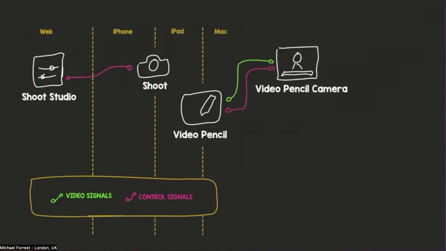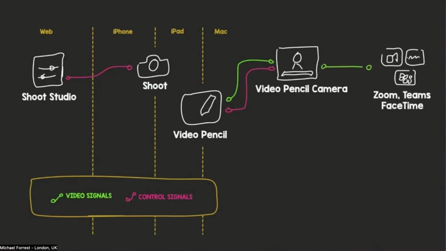It can be connected over NDI in various ways, but is happiest on a Mac using Video Pencil Camera, which is a free app available from the Mac App Store, which will just see Video Pencil. It will automatically connect to it. It will establish a two-way video feed, so you can see what you're drawing on. You can select which camera on your Mac you want to draw on, and there are some control signals going on there. So Video Pencil Camera can tell the iPad to do things. And then that gives you the video feed that you need to connect to Zoom, FaceTime, Teams, things like that.